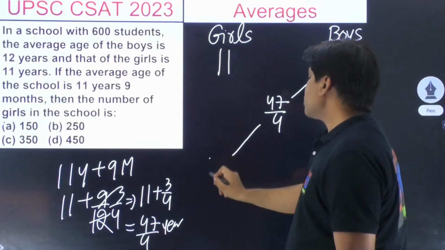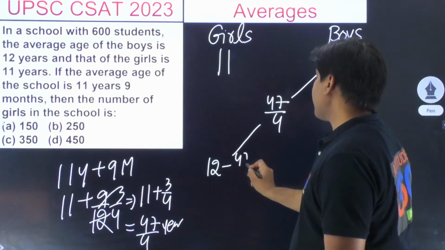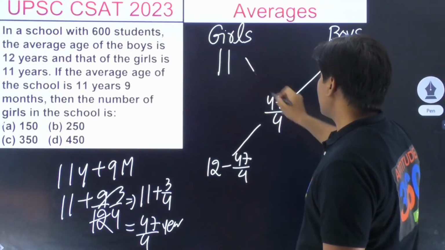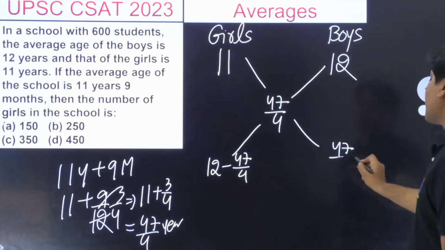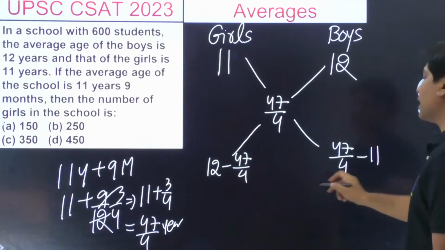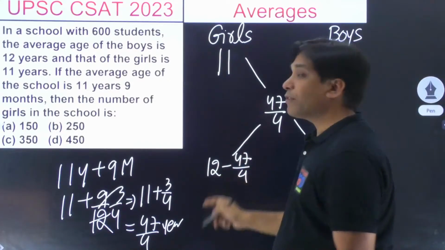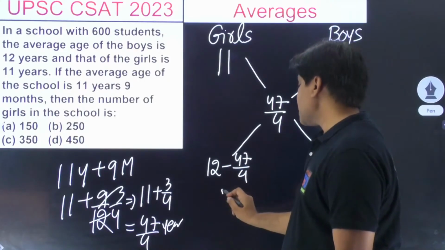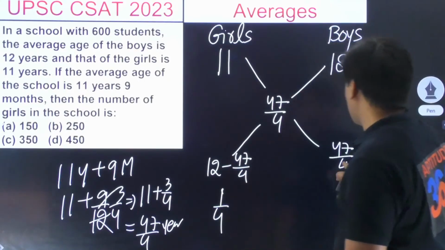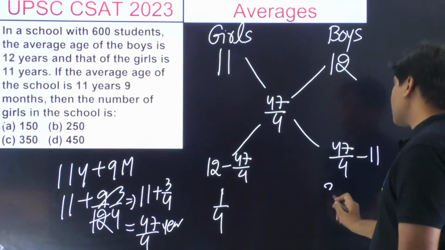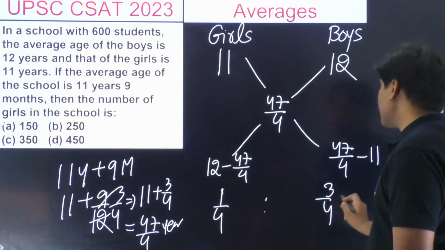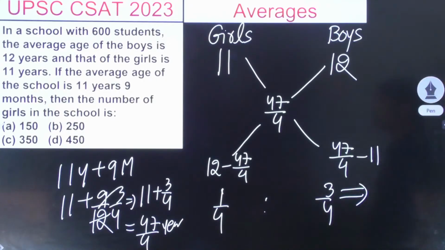So this will be 12 minus 47 by 4. And over here it will be 47 divided by 4, minus 11. And if you simplify this, this is 12 into 4, 48. 48 minus 47, it is 1 by 4. And this is 44 minus 47 by 4, so this is 3 by 4. So what is this ratio? 4 and 4 get cancelled from the denominator. The ratio comes out as 1:3.